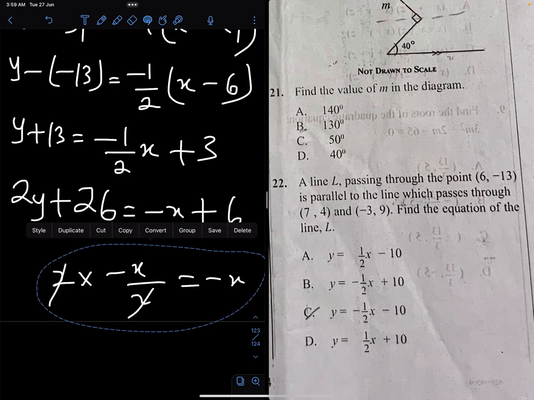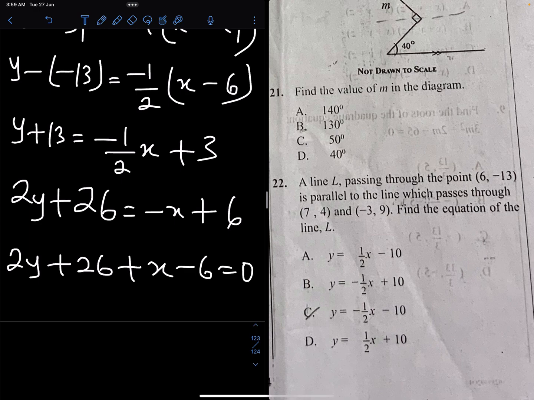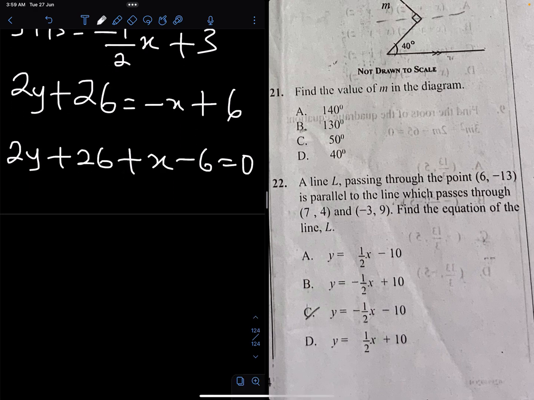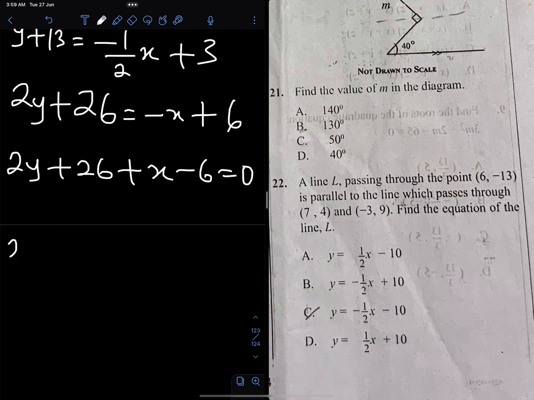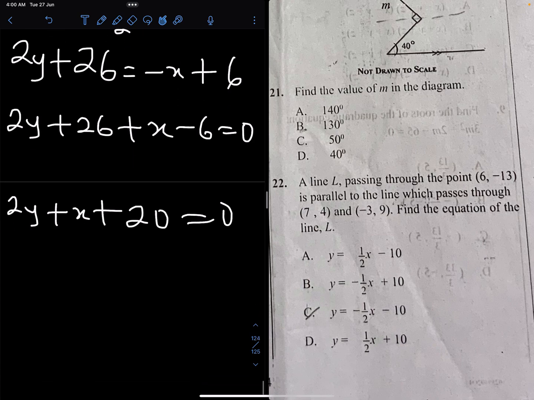And what does that mean finally? That simply means 2y plus 26 plus x minus 6 equals 0. And that means 2y plus x plus 26 minus 6 is 20 equals 0. And that's the final answer. So the equation of the line L is 2y plus x plus 20 equals 0.